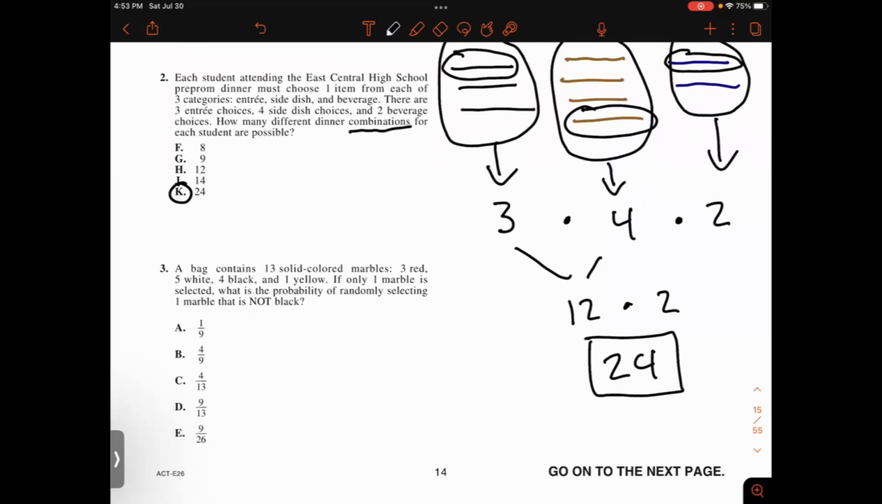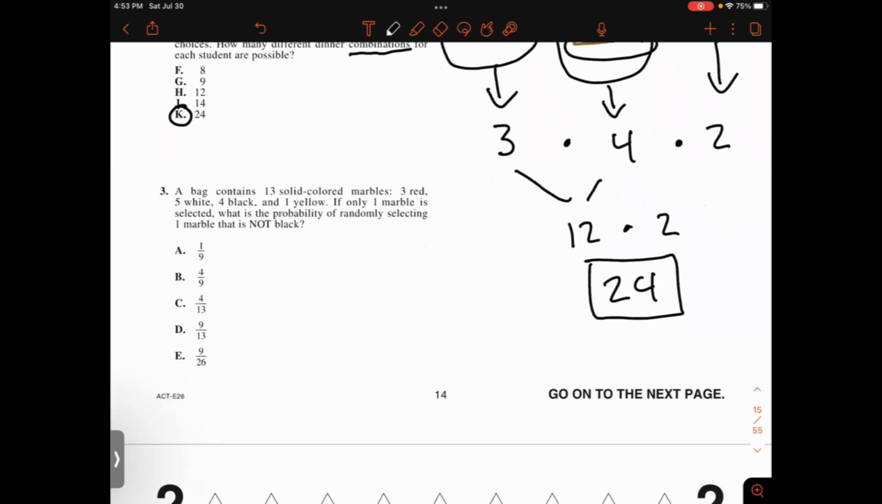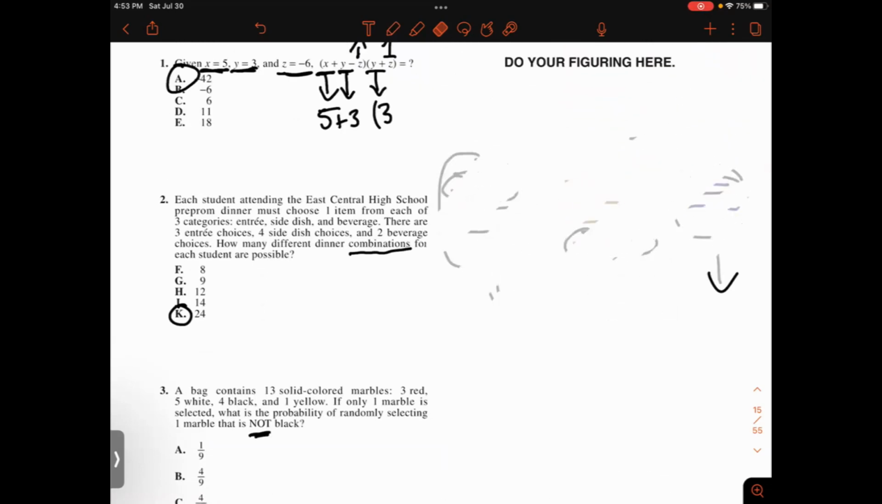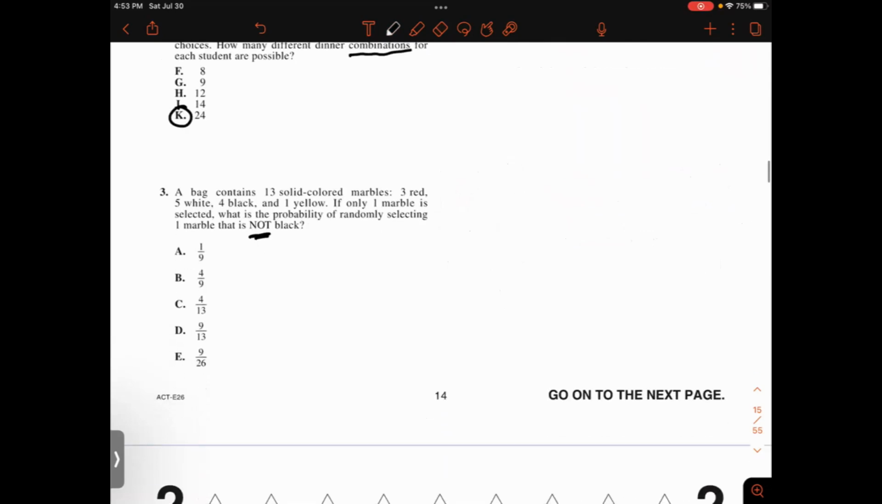Okay, now let's look at the last one for this page. Number 3. A bag contains 13 solid colored marbles: 3 red, 5 white, 4 black, and 1 yellow. If only 1 marble is selected, what is the probability of randomly selecting 1 marble that is not black? Notice the emphasized not. Okay, so same question as always. What is the concept of number 3? And the concept is probability.